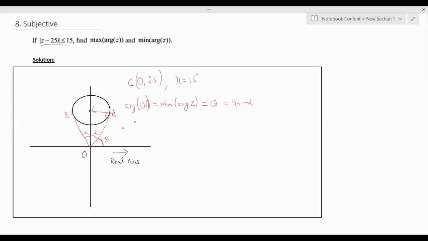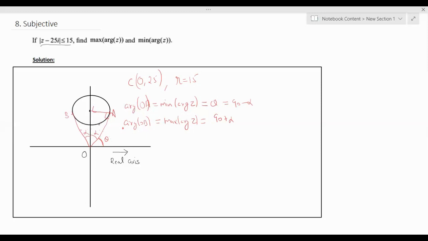Similarly, if you want to find the maximum, that will be argument of OB, you can write it as maximum argument of Z, and from the diagram you can see that that is your what? This complete angle I'm highlighting here. This is the complete angle, and that will be 90 plus alpha. Okay, so basically if you get the alpha, then your job is done, and both the values you can easily find out.